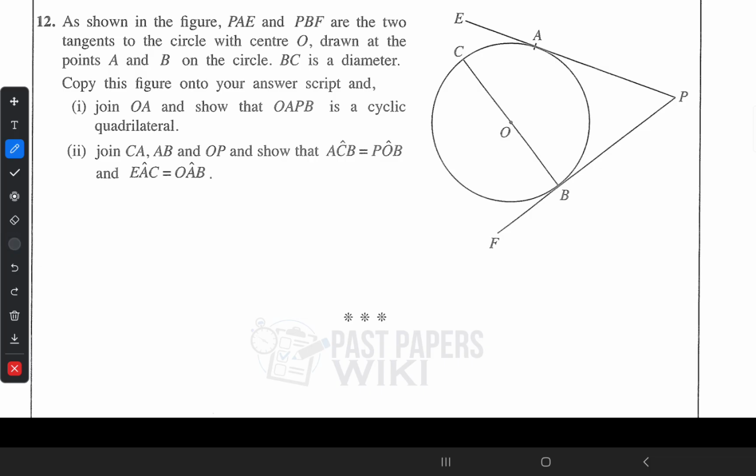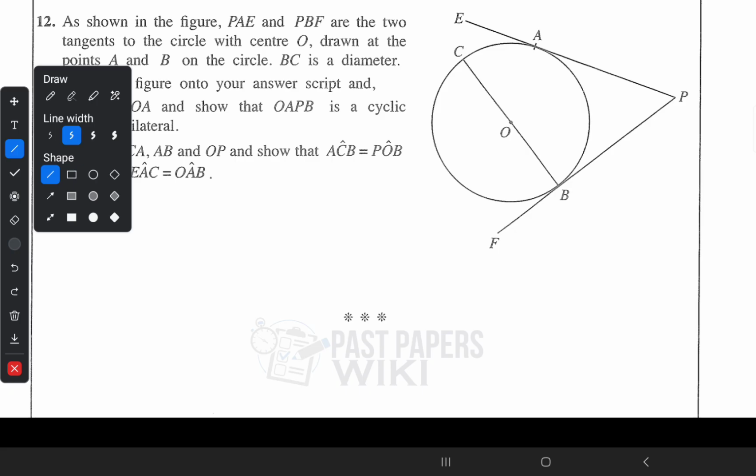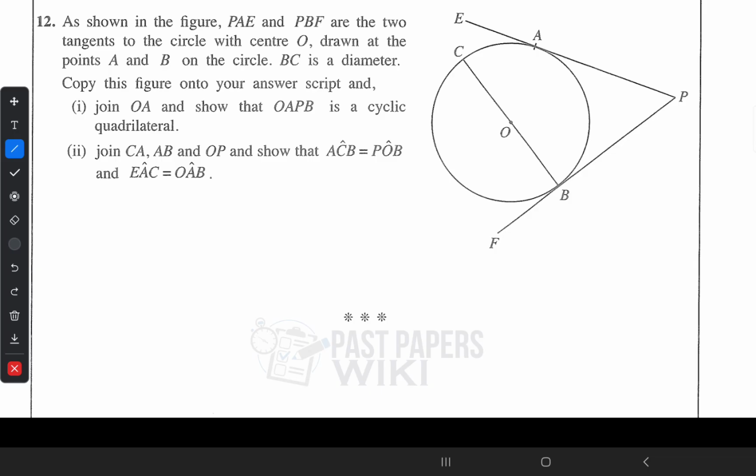Okay, we need to join straight line OA. Let's connect them first. OA. We know one theorem: the radius is perpendicular to the tangent at that point. Show that OAPB is a parallelogram. Oh, sorry, is a cyclic quadrilateral. OAPB is a cyclic quadrilateral.